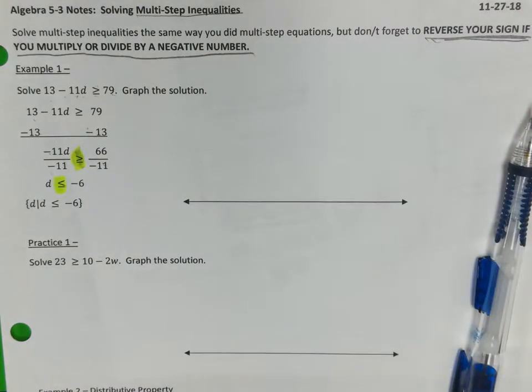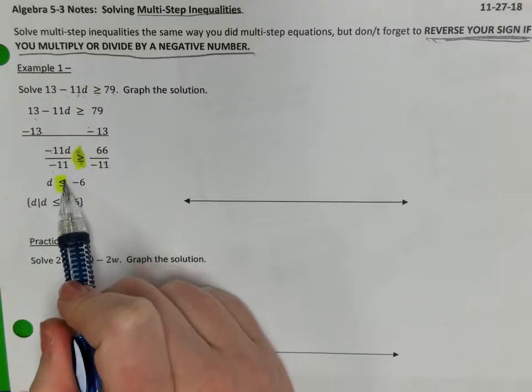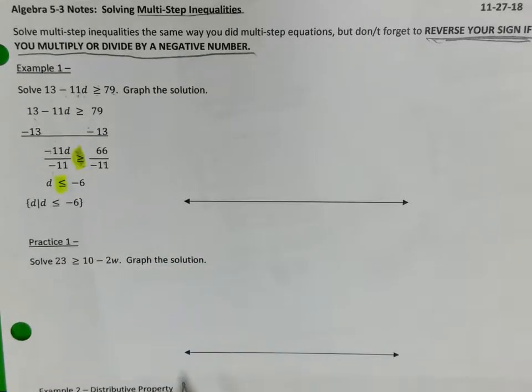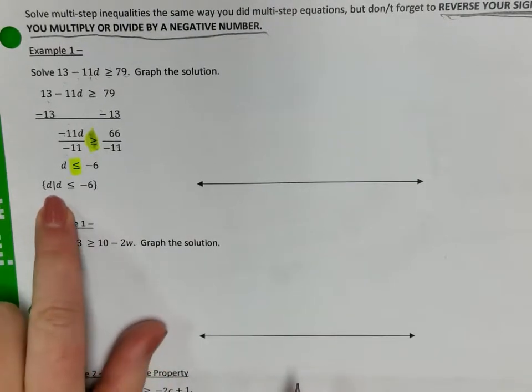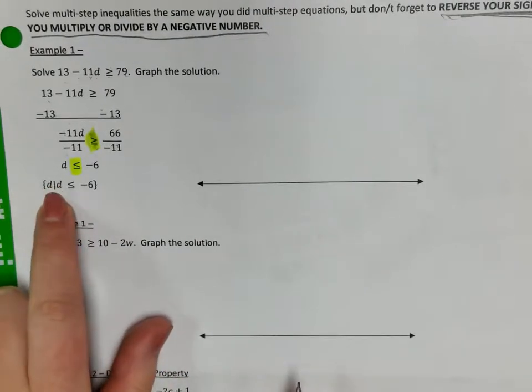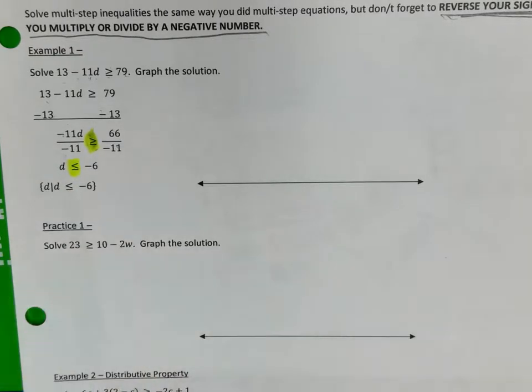Probably my pre-algebra. All right, so we had to flip the inequality here. So it was greater than or equal to. Now it's less than or equal to. Okay? And then remember, we've got to put it in set builder notation. So for the set of all numbers D, such that D is less than or equal to negative 6. And now we want to graph it.